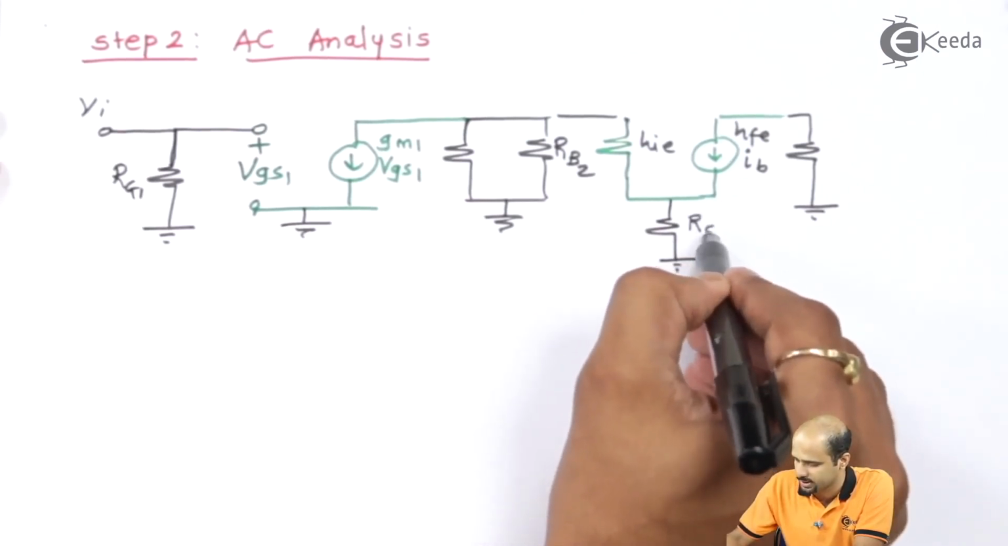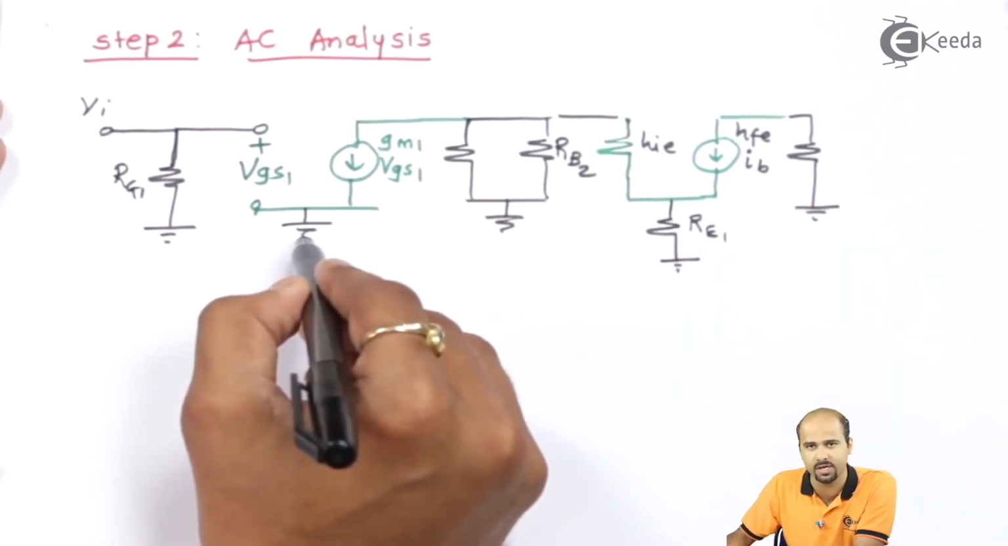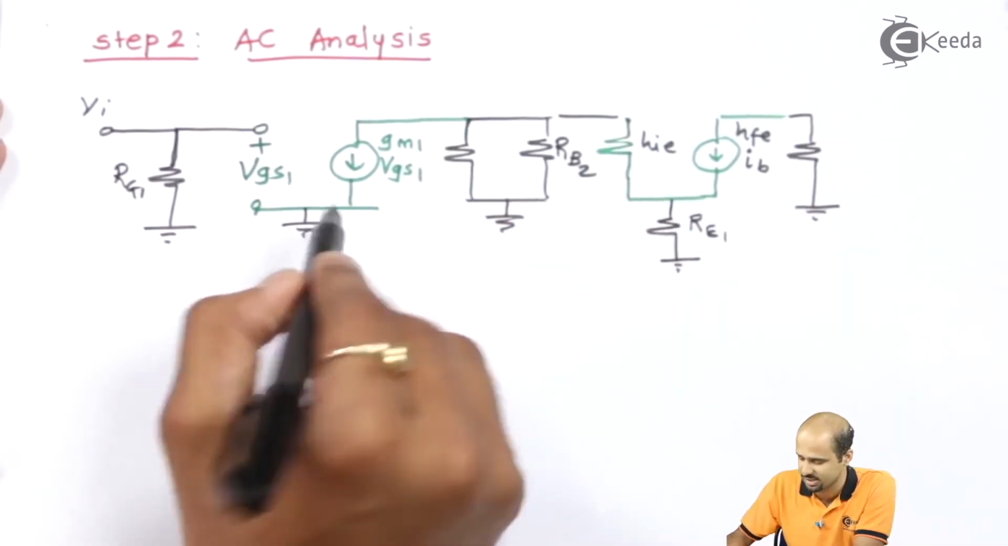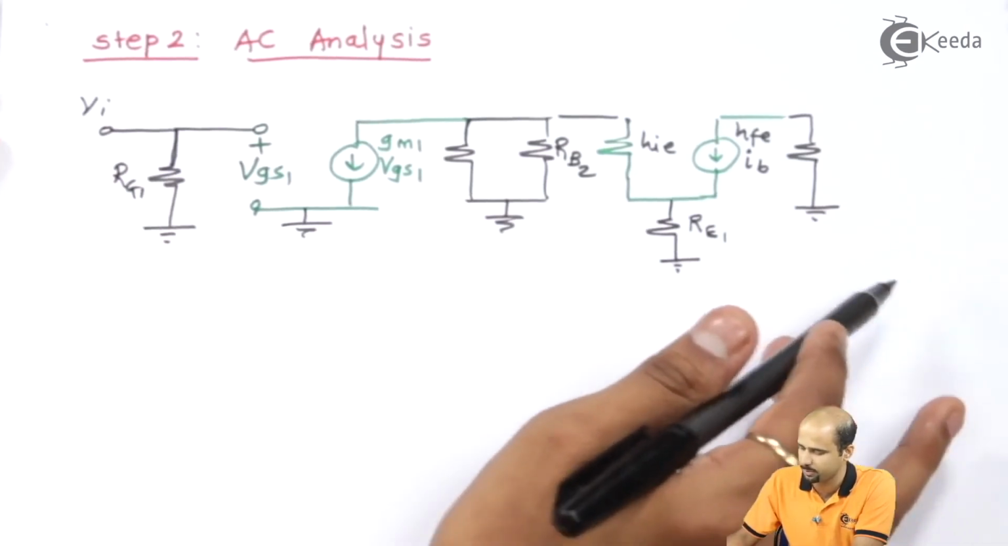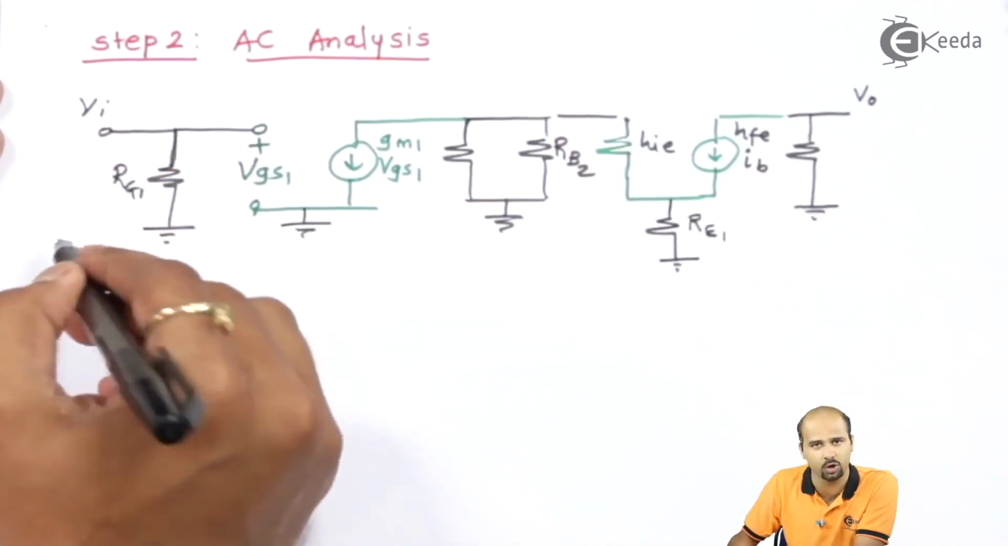So I can say that RE1 will come into picture, and here it is bypassed, so there will not be any source resistance. RG1 will be there, everything will be there. This is your output voltage, we'll have to find out the voltage gain.